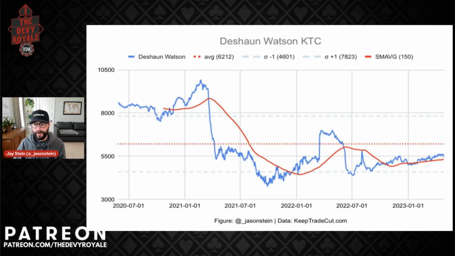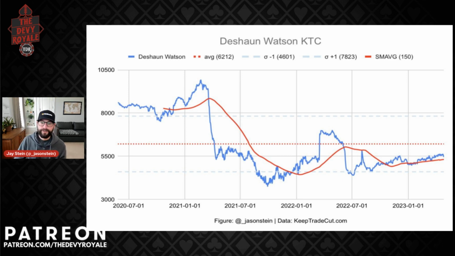So let's take a look at Watson's individual chart. He has bounced off his 2021 lows and based for a while now. So the setup looks fairly good for him to bounce up above his average line here, that's the red dashed line going through the center, and stay above the 150-day moving average, which is that solid red line. All this is detailed in the article, but I have a price target for him of around 6,500 KTC, which represents about 20% upside from current levels.